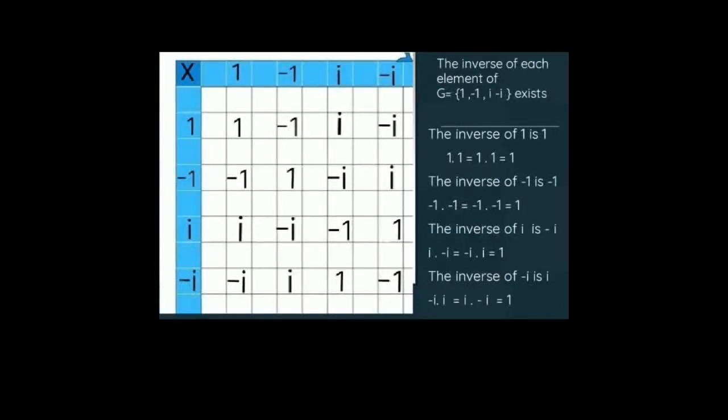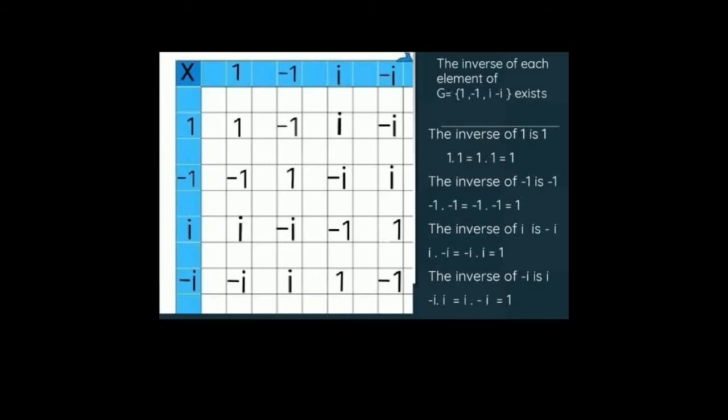The fourth one is the inverse property. In the inverse property you can see that all elements have inverses. 1 is the inverse of itself, minus 1 is the inverse of minus 1, iota is the inverse of minus iota, and minus iota is the inverse of iota. And the result you get is the identity element 1. So in the Cayley table we look for the element that gives identity 1 under multiplication. Hence, an algebraic structure that satisfies four properties is said to be a group with respect to multiplication.